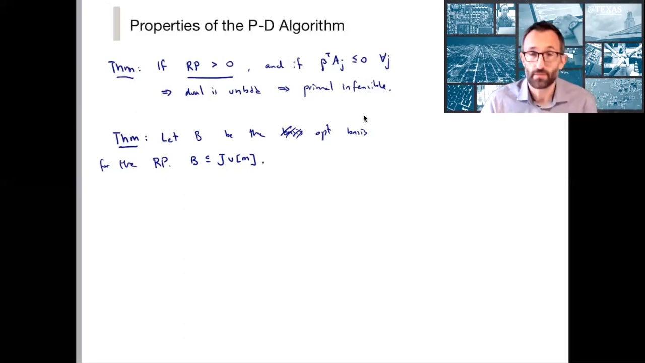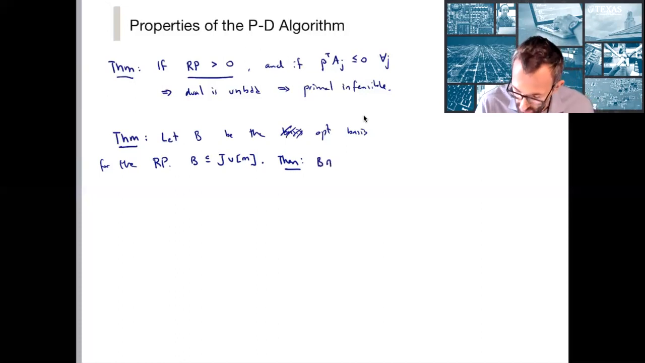So suppose that this is B. The statement of this theorem says that the variables in J that are also in B, so that portion of B that's also in J, I guess I should write it that way, is now also contained in the updated admissible variables.